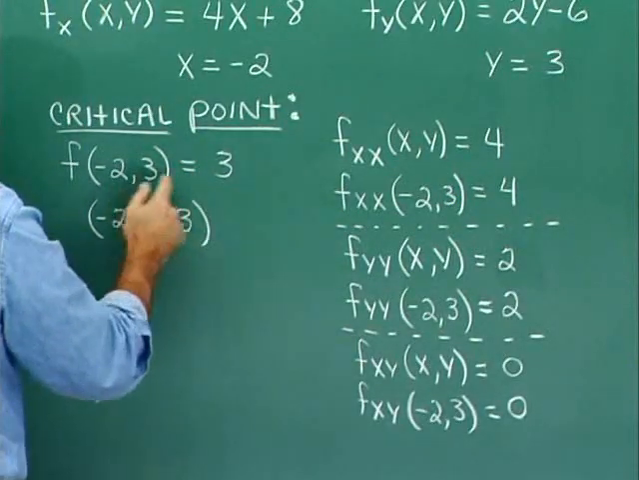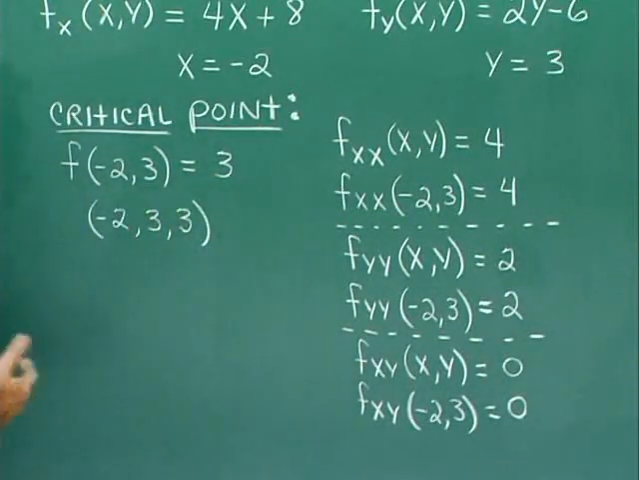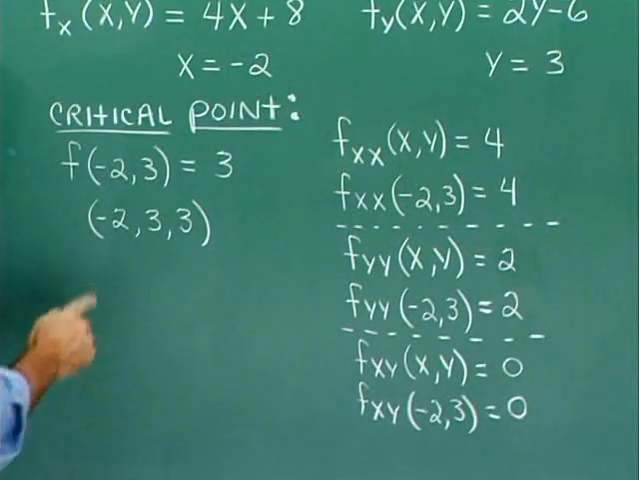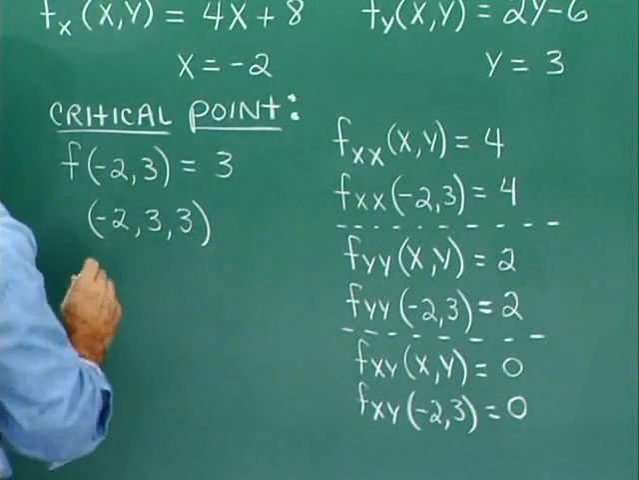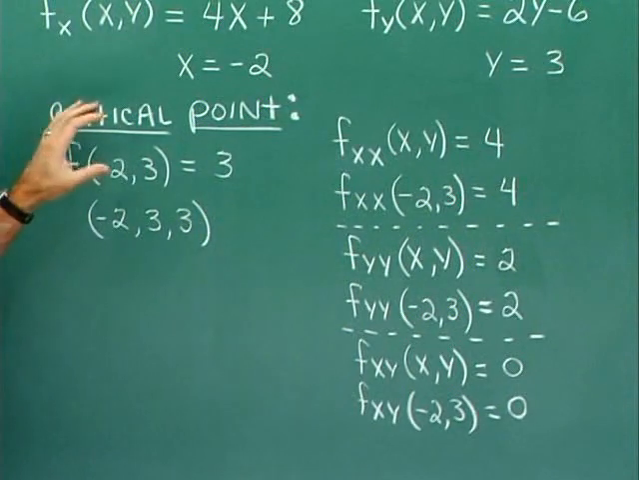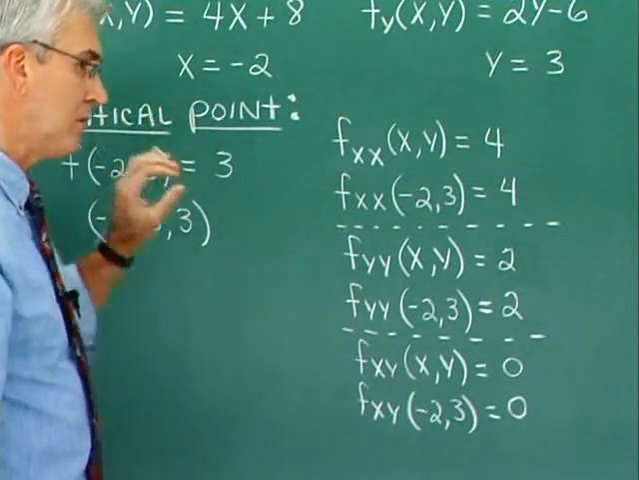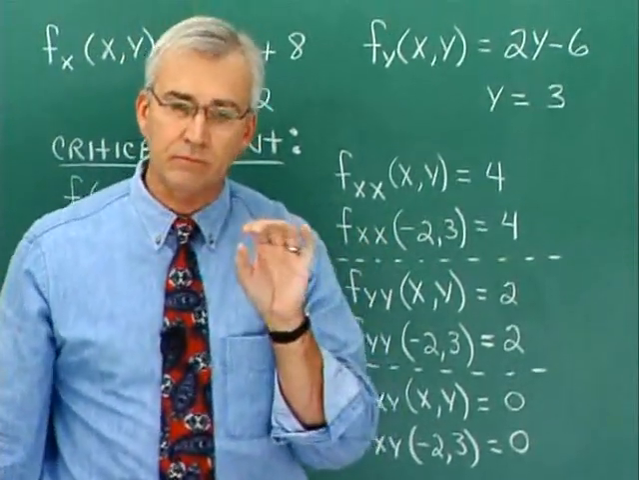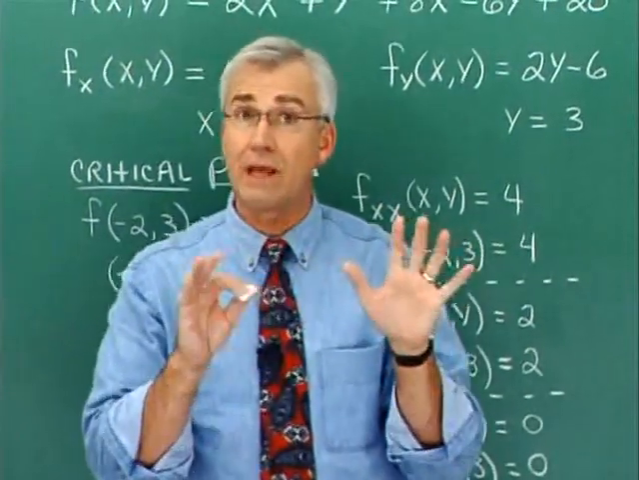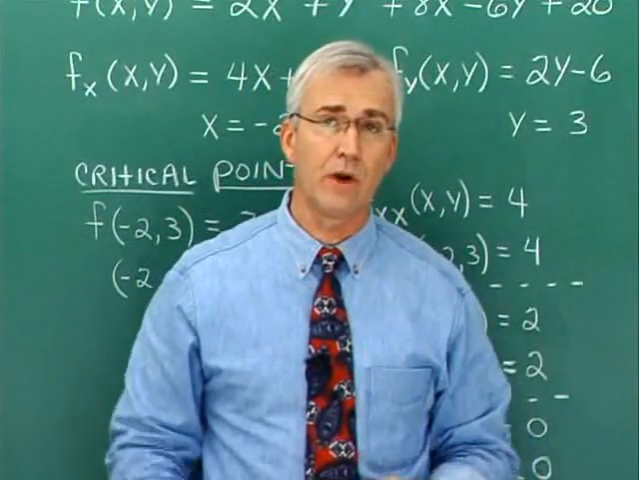So the z value corresponding to this x and y is 3. And the ordered triple would be (-2, 3, 3). Okay, so that's our candidate at this point for maximum or minimum. Now, we can look at the graph to be able to tell what kind of situation we have here.